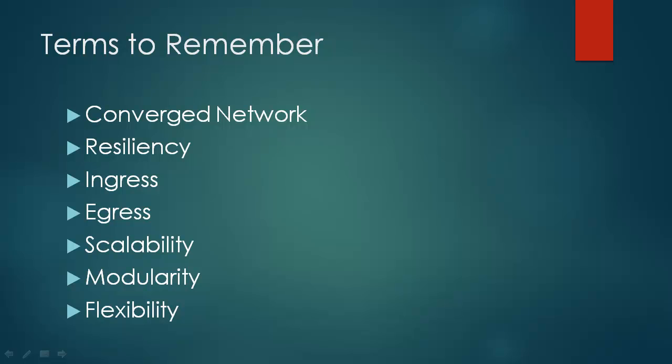All right, and then ingress and egress. Your book talks about ingress and egress as in and out, and I've always remembered it as ingress is in, and then egress, the E is for exit. So the ingress port on a switch is the port that data is coming in, and the egress port is the port that data goes out.